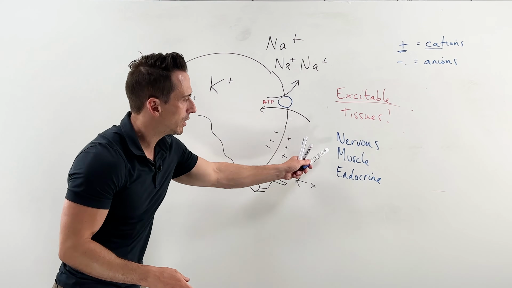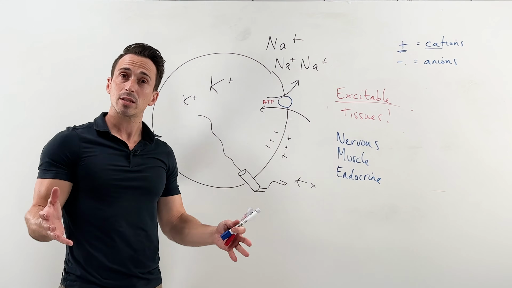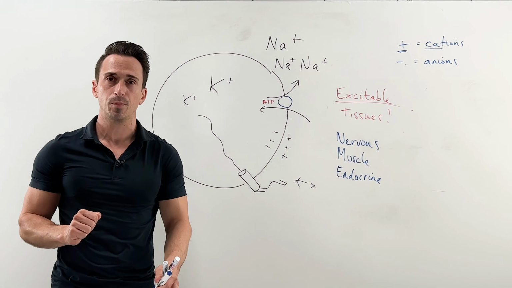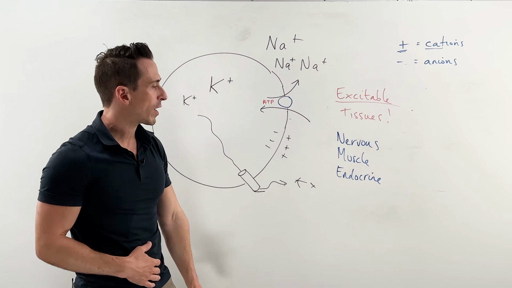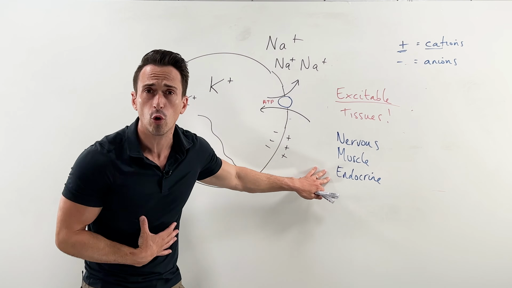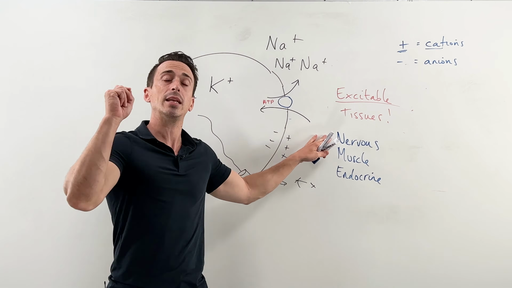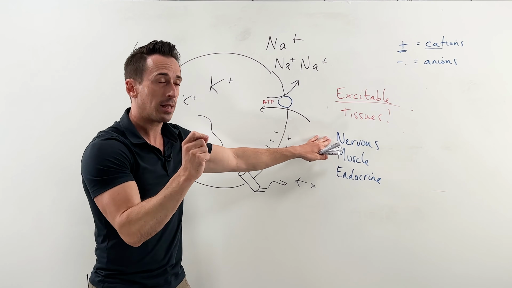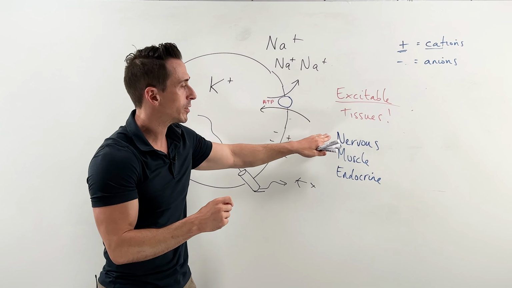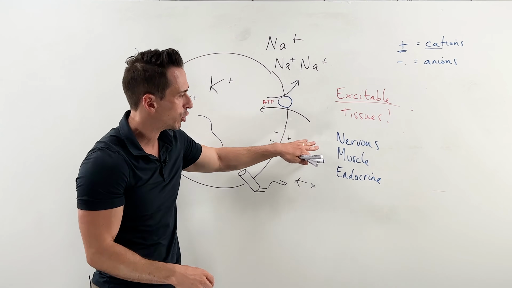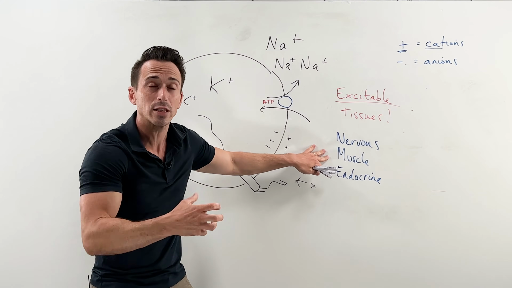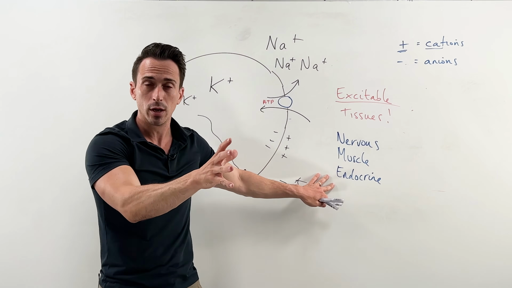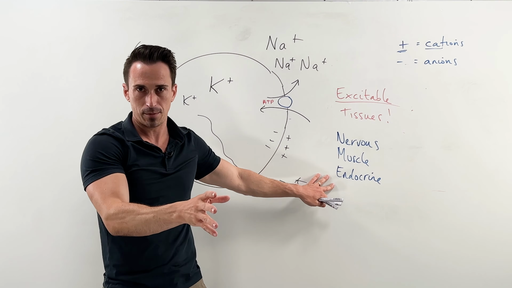All of these 3 tissue types can be at rest and not do anything. A nervous tissue at rest doesn't send a signal. A muscle at rest doesn't contract, and an endocrine tissue at rest does not release a hormone, but it has the capacity to do something. And that capacity to do something is the excitability of it. A neuron has the capacity to send a signal for communication. Muscle has the capacity to contract for work to be performed. And endocrine tissue has the capacity to release a hormone so that something can be done.